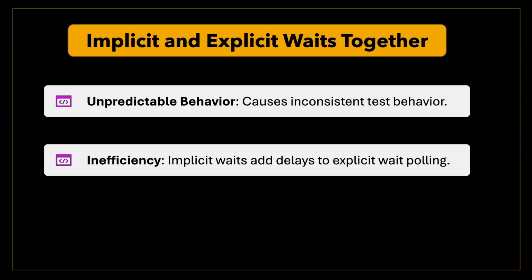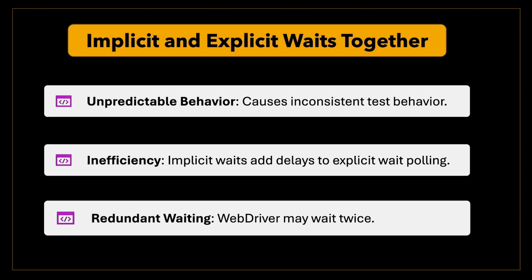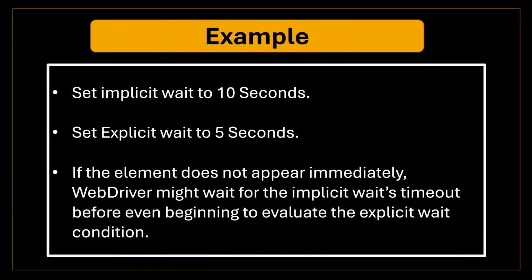and result in a longer total wait time than expected. Also, when both waits are used together, WebDriver might first wait for the implicit wait timeout and then the explicit wait starts its polling interval. This can lead to a redundant waiting period, especially if the implicit wait timeout is significant. Let's take an example of this behavior.